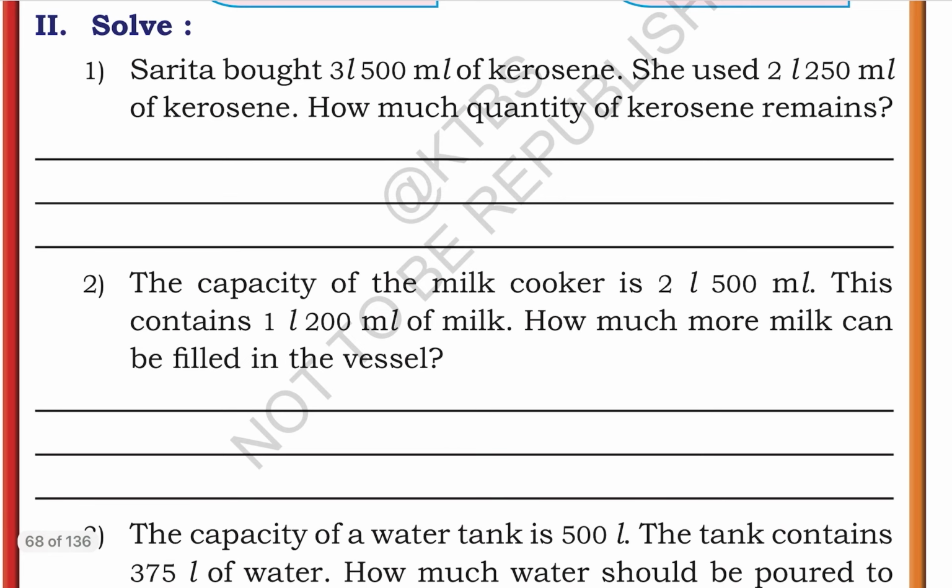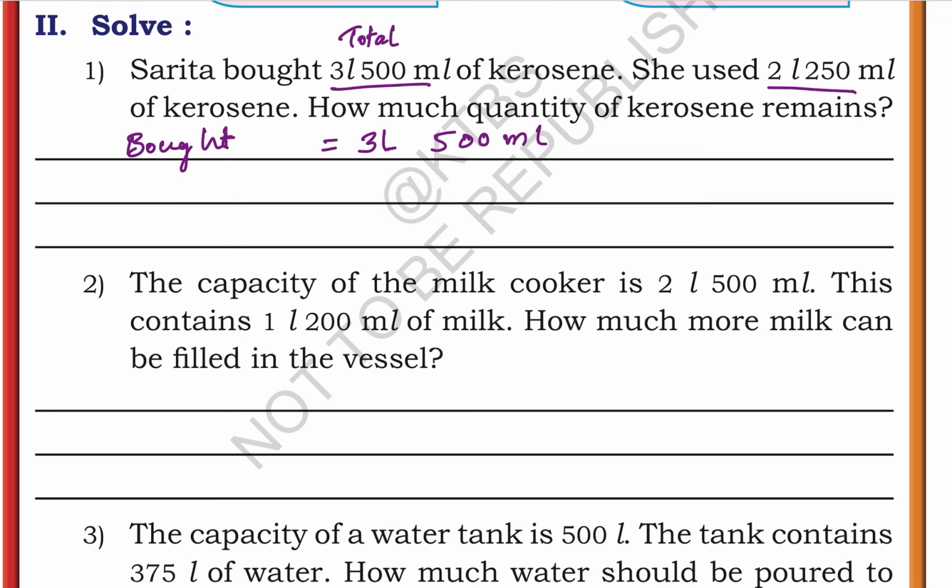Solve. Sarita bought 3 liter 500 milliliter of kerosene. This is the total amount of kerosene she bought. From this kerosene, she used 2 liter 250 milliliter. You have to write the complete statement here. I am writing it in short, but you have to write it completely. The quantity of kerosene Sarita bought is equal to 3 liter 500 milliliter.